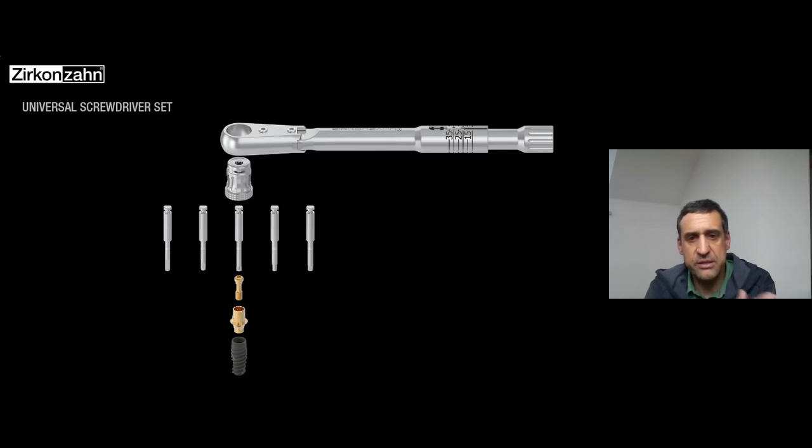Here you can see the screwdriver set. You also have this dynamometer tool that allows you to screw exactly at the right strength that you want to have the T-base or the multi-unit on top of the implant. You have different heights of the screwdriver. You can use the same base, but with a different height screwdriver.